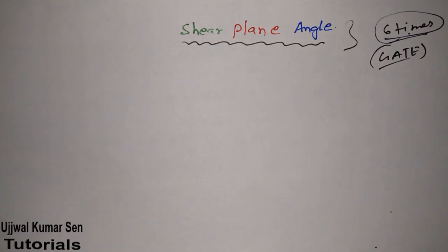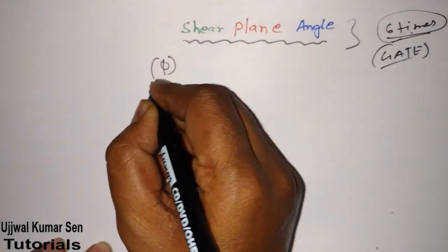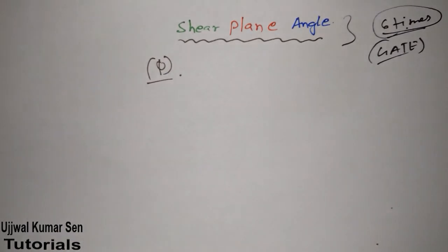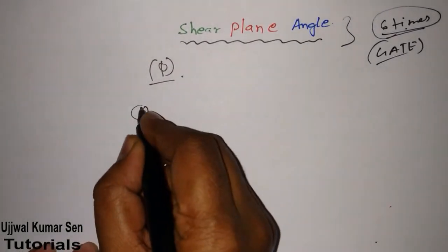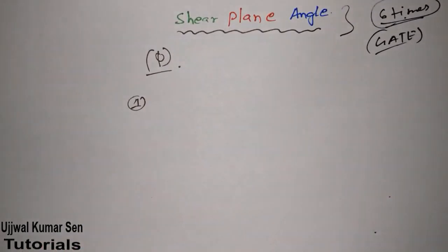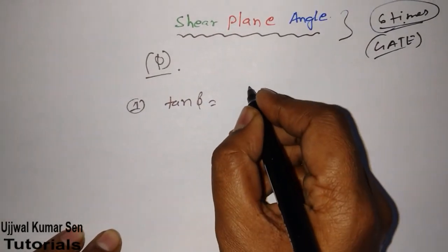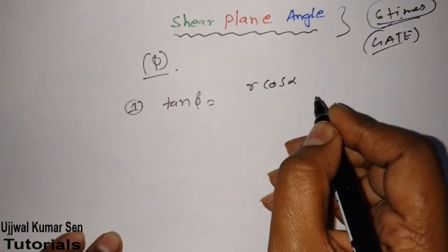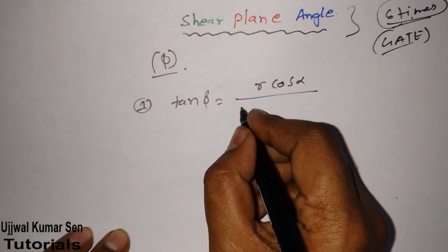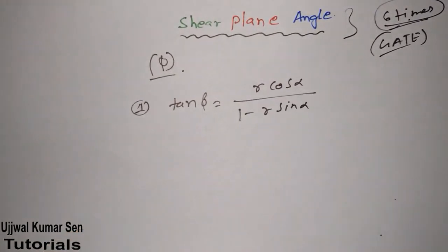So what exactly am I talking about? How to find the shear plane angle. Well, we denote shear plane angle by phi, and there is one formula which is most important. Other than this there is another formula I am going to share with you in this video only. That formula is tan phi is equal to r cos alpha by 1 minus r sin alpha.